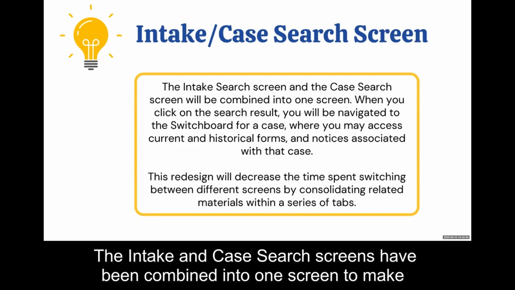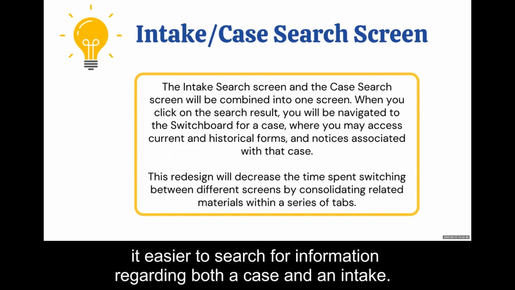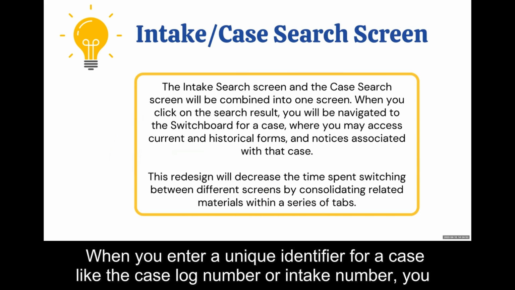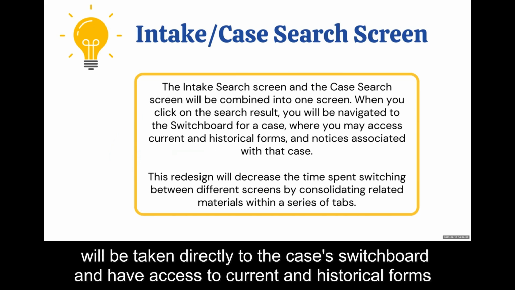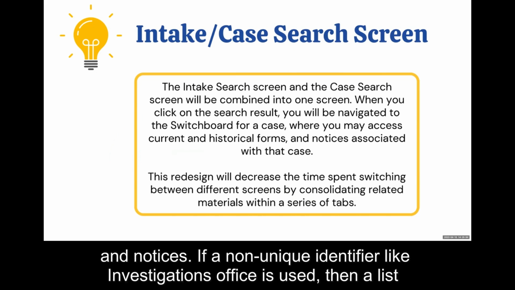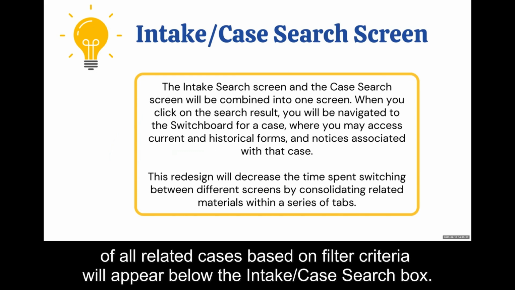The intake and case search screens have been combined into one screen to make it easier to search for information regarding both a case and an intake. When you enter a unique identifier for a case, like the case log number or intake number, you will be taken directly to the case's switchboard and have access to current and historical forms and notices. If a non-unique identifier like investigations office is used, then a list of all related cases based on filter criteria will appear below the intake/case search box.